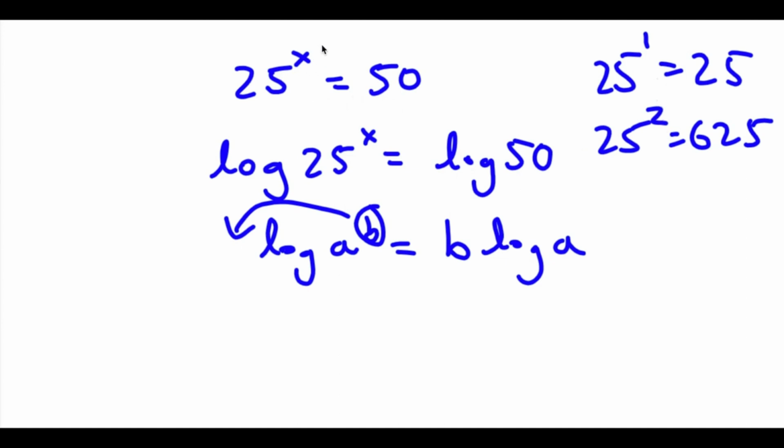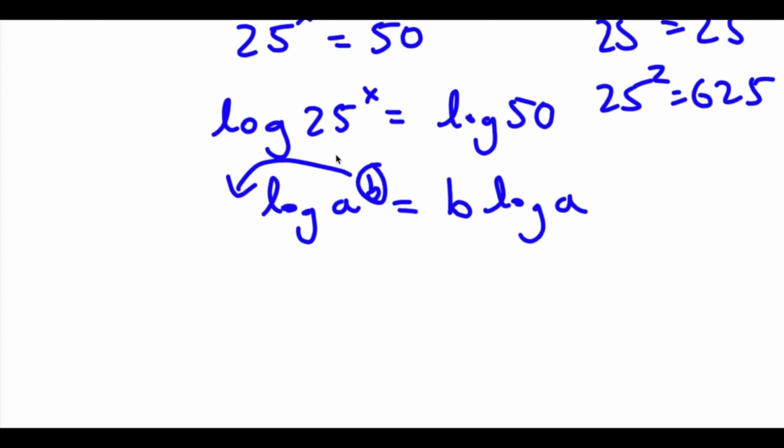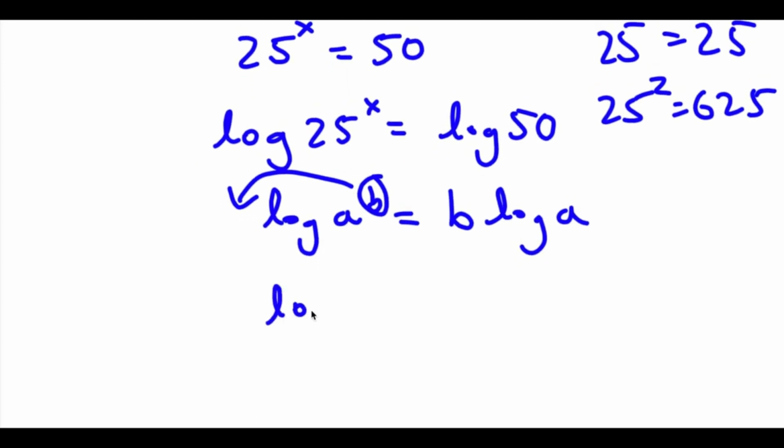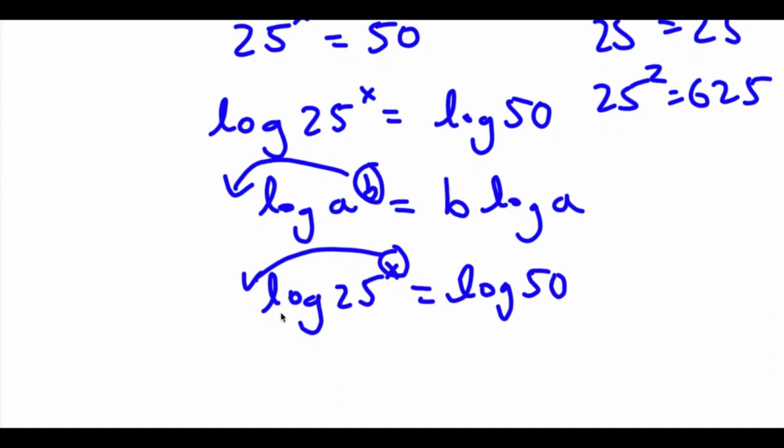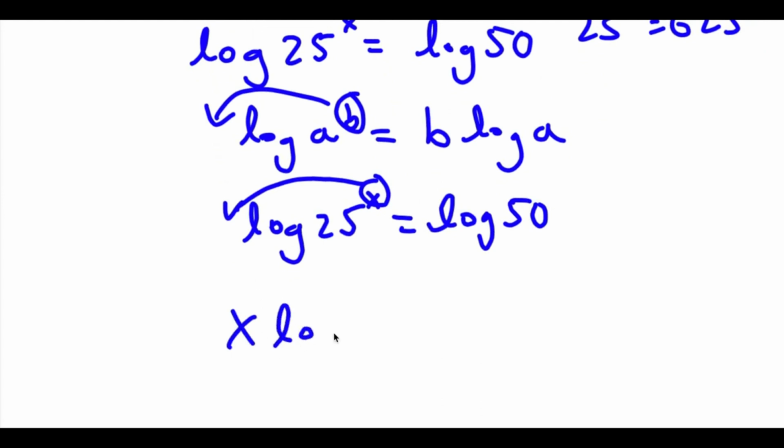So at its current state, it's really hard to solve for the value of x as an exponent. But now by using this property, we're going to turn x into a real term, and now it's pretty simple to solve for x. So I have log 25 to the power of x is equal to log 50. Now I can move my exponent x to the front of the logarithm. So now I have x times log 25 is equal to log 50.